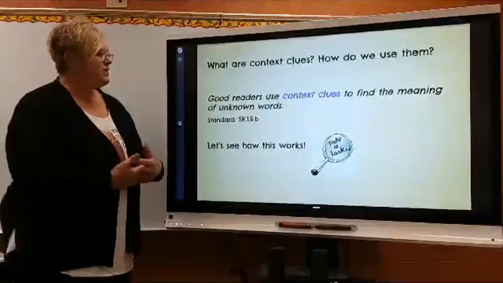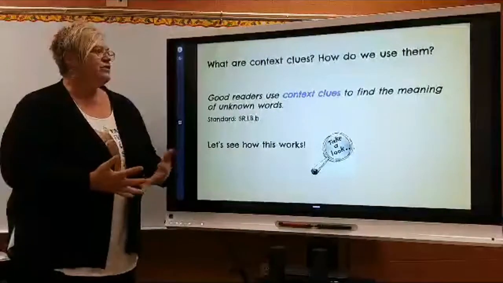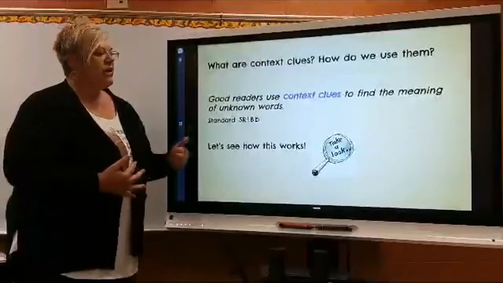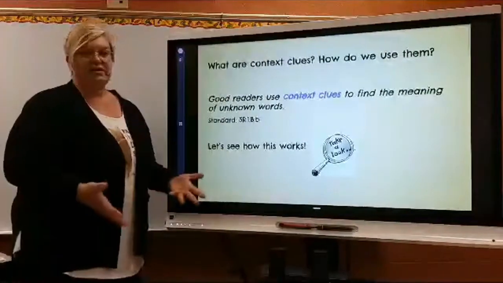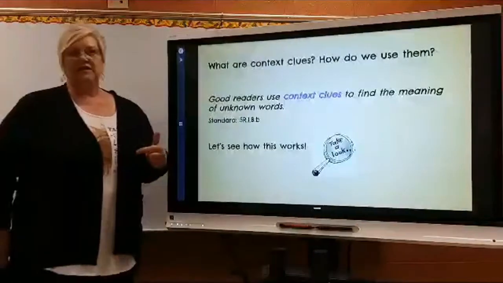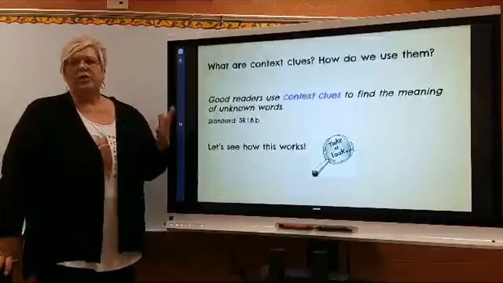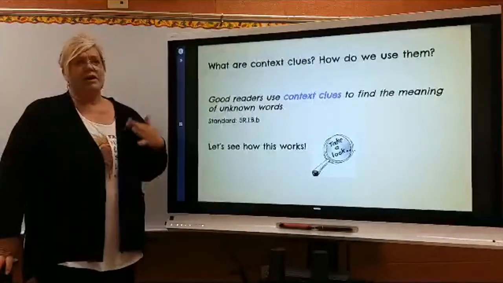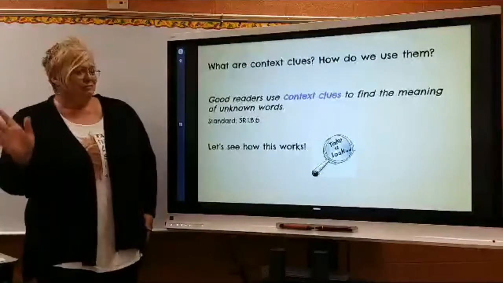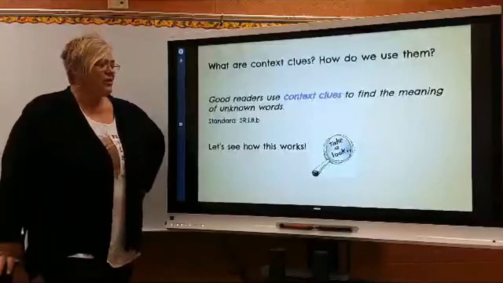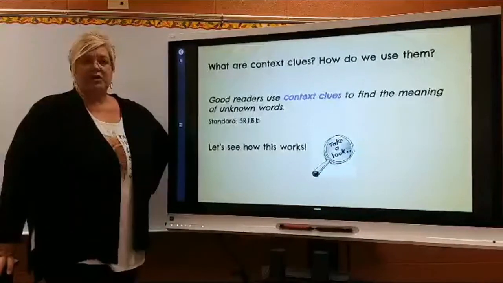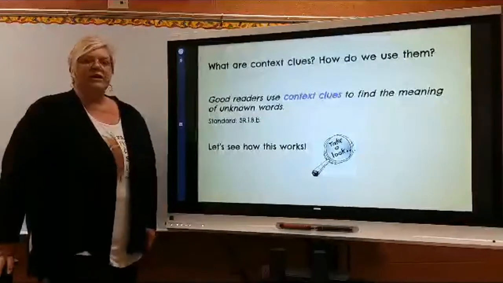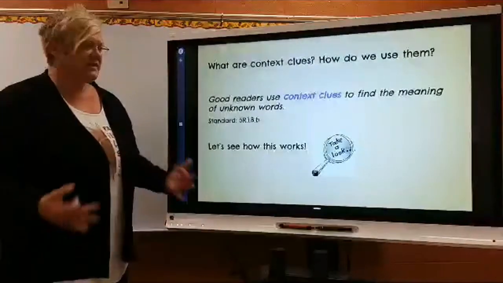So from our standard standpoint, good readers should use context clues to find the meaning of unknown words. And we are going to take a look at how we can do this. Through our reading, we're constantly coming across unknown words that maybe we kind of skip over. I think some of us can share that we do that. Sometimes if we don't understand a word, it's easier to just jump over it than trying to figure out what it means. So we're going to kind of fix that and use this strategy to help us be a better reader.